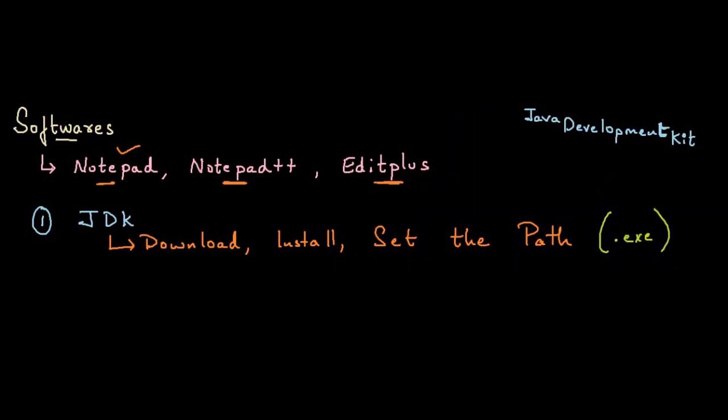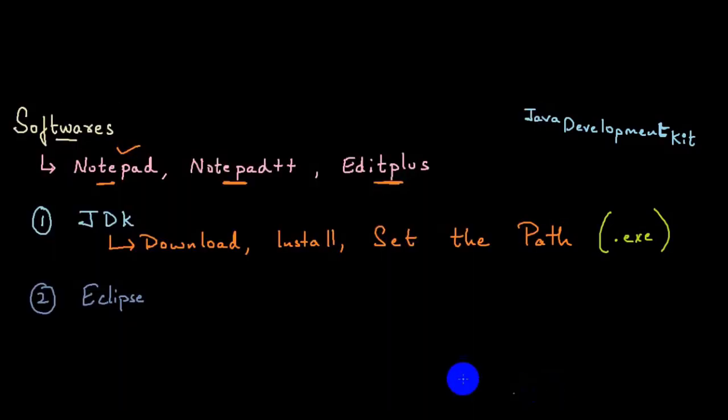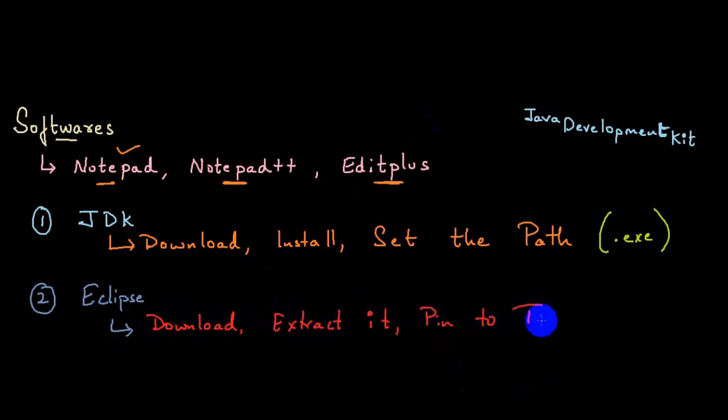It's a software. Now similarly, we require one more software. That is nothing but Eclipse for later purposes. Now, Notepad is so ugly, no fun at all. But a few days later, I will jump into Eclipse. So Eclipse is fun. Now you have to download Eclipse. You have to extract it, meaning unzip it, and you have to pin to taskbar. And this is a .zip file, meaning it's a compressed file. So you have to download it, extract it, and pin to taskbar.